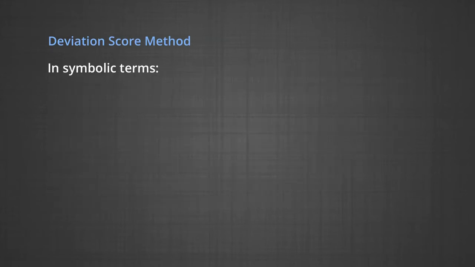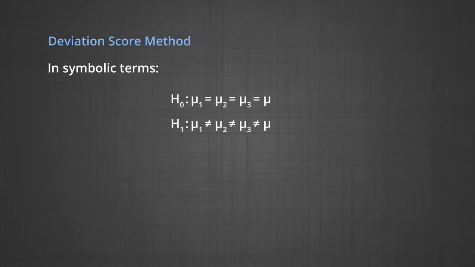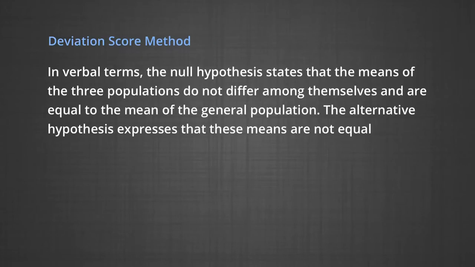In terms of symbols, we have H0, that is the null hypothesis: mu 1 is equal to mu 2, is equal to mu 3, is equal to mu. Now, the alternative hypothesis, as symbolized by H1, is like this: mu 1 is not equal to mu 2, is not equal to mu 3, is not equal to mu. In verbal terms, the null hypothesis states that the means of the three populations do not differ among themselves, they are equal to the mean of the general population. The alternative hypothesis expresses that these means are not equal.